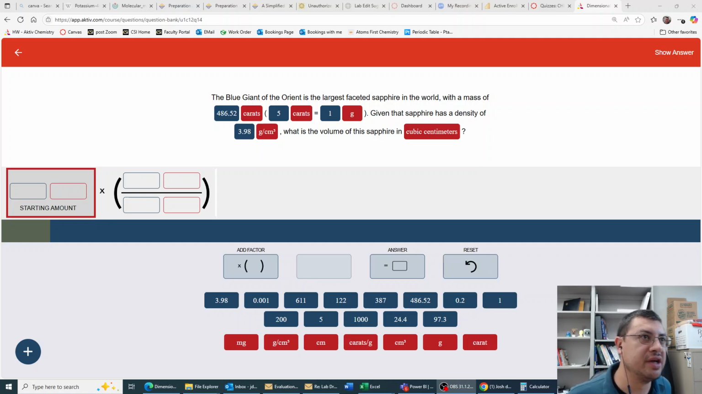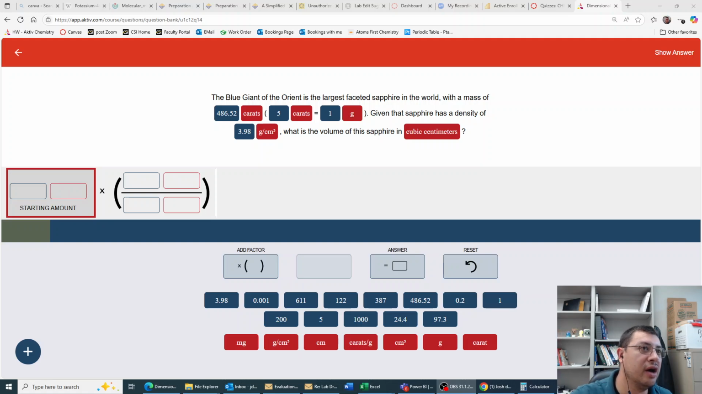Okay, next question. The blue giant of the Orient, largest sapphire in the world. It's got some mass and it wants a volume. So a few things running through my head. One, they give us a mass, but they're asking for a volume. So that tells me we're going to need a density value somewhere. Density is our translation system going between the world of masses and the world of volumes.